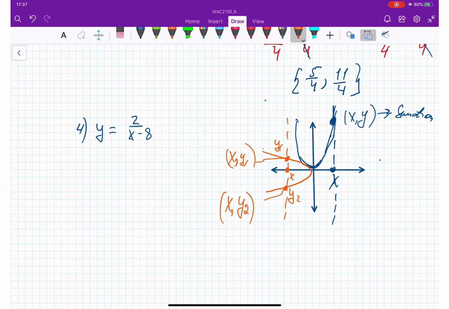Let's see what we have here. y is equal to 2 over x minus 8. So in this case, for every x there will be only one y. Because if I take any value, let's say 3, 3 minus 8 will be negative 5, and y will be 2 over negative 5, right? Let me take another value, let's say 9. 9 minus 8 is 1, so y will be 2. As you can see, for every x we have one y. So in this case, first of all, we have a function.